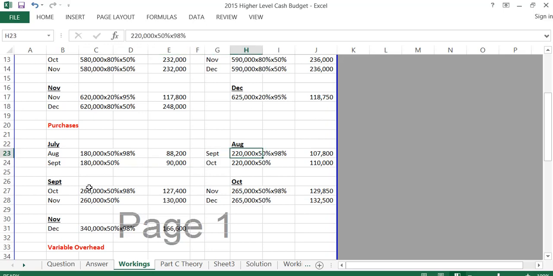In August, similarly again, I just start off with my total purchases are 220,000. Half of them are paid 1 month later, which is September, and because we paid in 1 month, we got a discount of 2%, so we only paid 98%, which is 107,800. And then the remainder, the other 50%, was paid 2 months after in October, but there was no discount, so we paid the full 110,000.